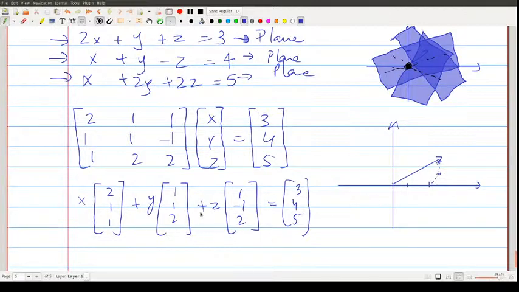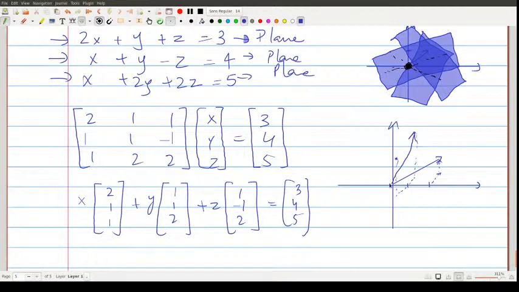So this is the first picture. 1, 1, 2 looks like 1, 1 in this direction, and then 2 in this direction. So this is going sort of inside the page. And then again 1, minus 1, 2. So 1, then minus 1, and then 2.